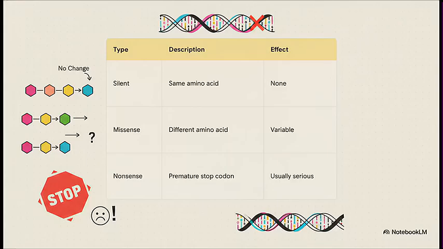So this table right here breaks down the three main flavors of point mutations, which is when just a single DNA letter gets swapped out. A silent mutation? No effect at all. A missense mutation changes one amino acid, which could be a big deal or not. But a nonsense mutation? That creates a premature stop signal, which usually has really serious consequences for the protein.